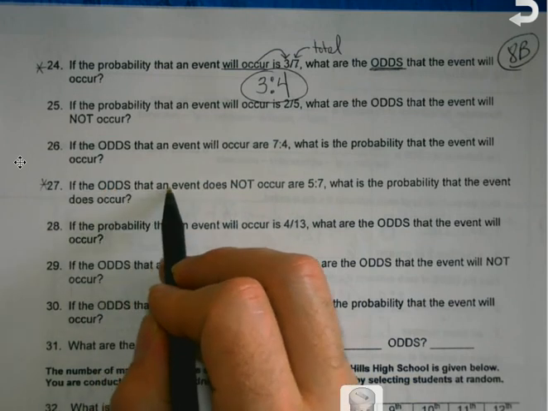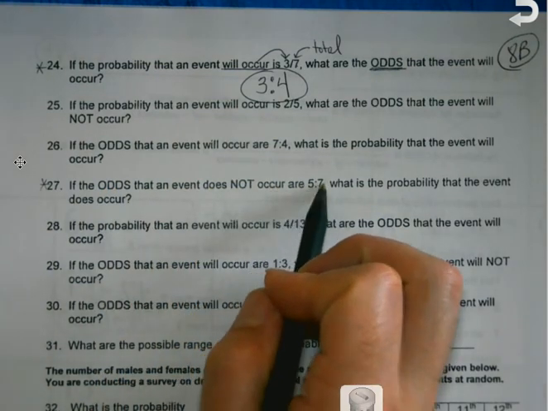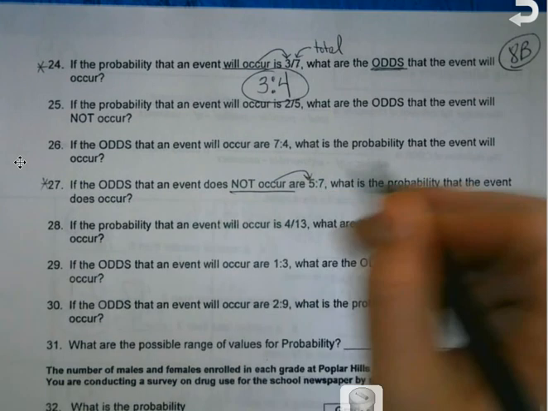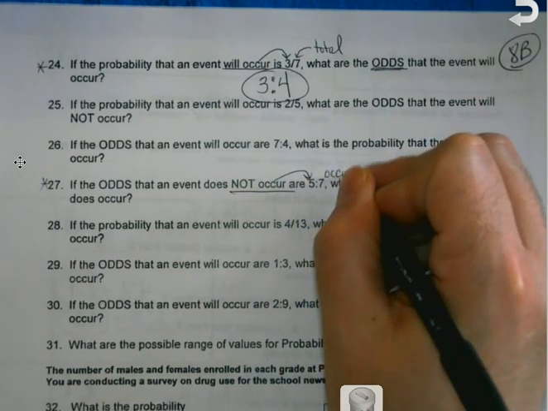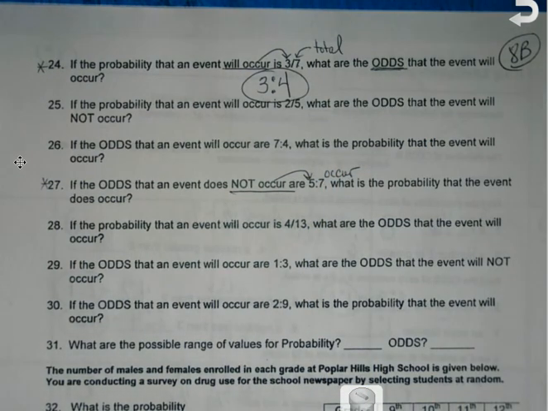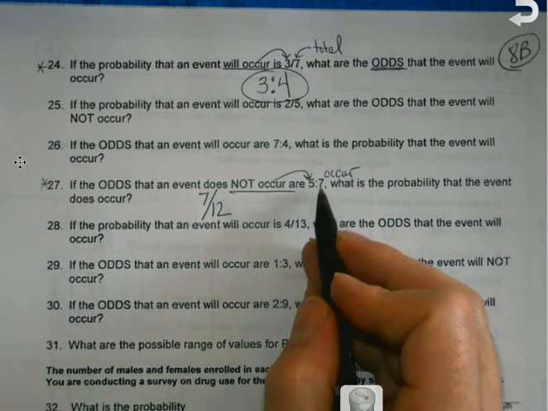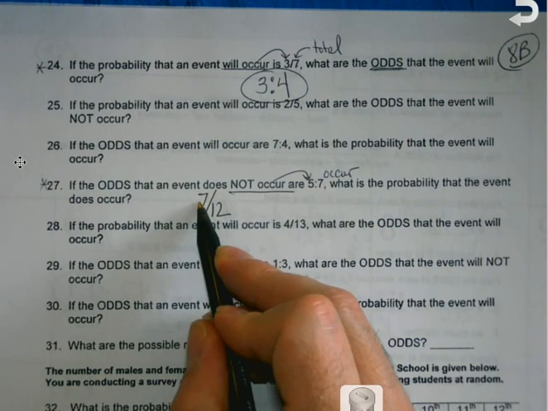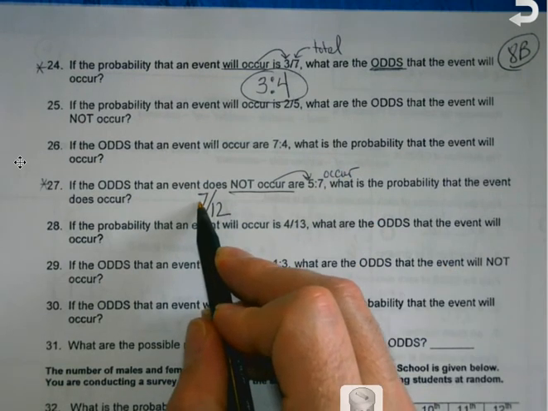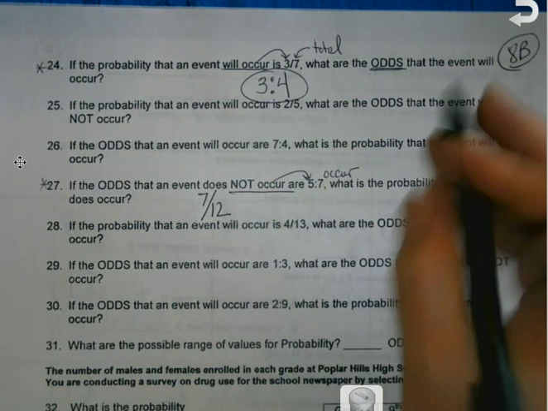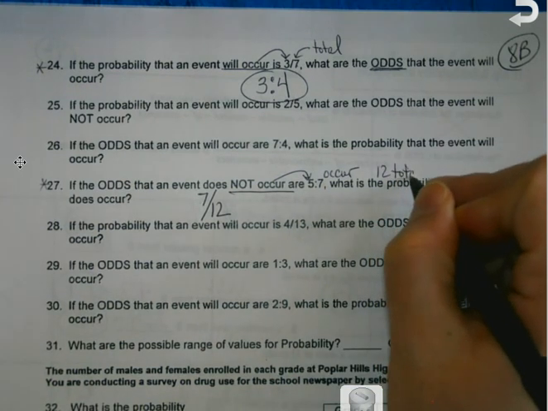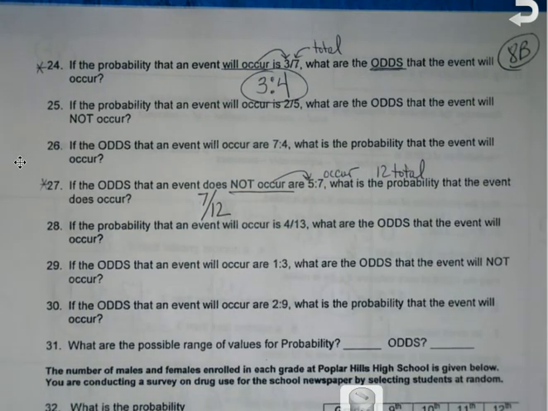If the odds that an event does not occur are 5 to 7, so not is 5, yes occur would be 7. What's the probability that the event does occur? 7 out of 12. 7 occurrences. That's my good events now. And 5 not and 7 occur means there's 12 total options, and that's where the 12 would come from.